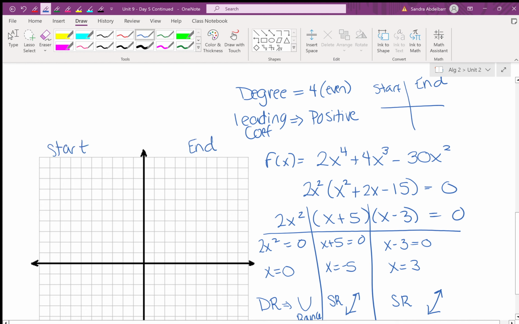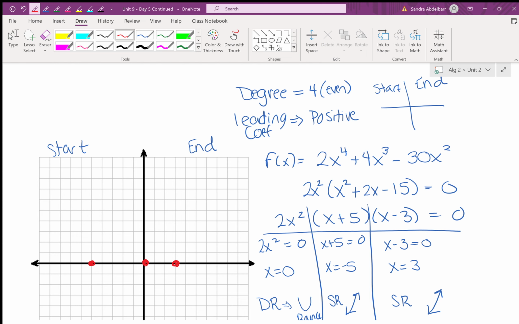All right, let's plot our zeros. So we have x equals 0, we have x equals negative 5, and x equals 3. My furthest root to the left is negative 5. That is a single root. That is a straight line.